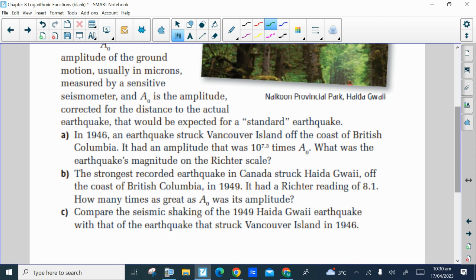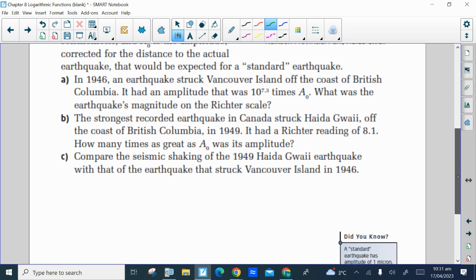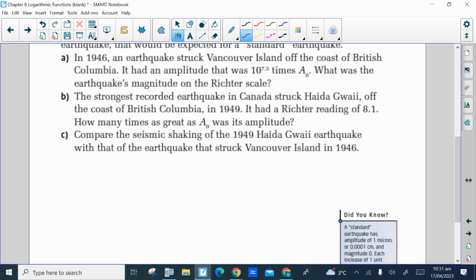So in 1946, an earthquake struck Vancouver Island off the coast of BC. It had an amplitude that was 10 to the power of 7.3 times a sub-zero. What was the earthquake's magnitude on the Richter scale? So we want to know what m is. And if we use that formula, the magnitude m is the log of a over a sub-zero.